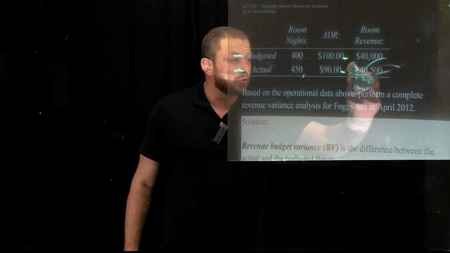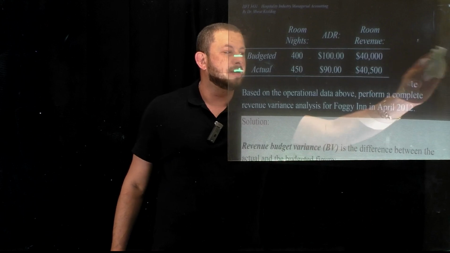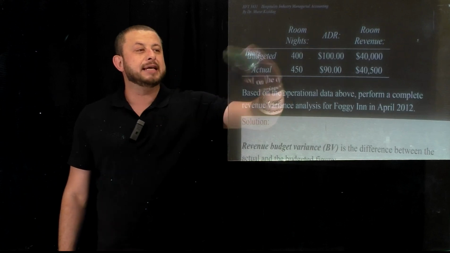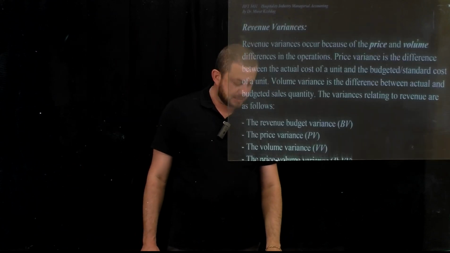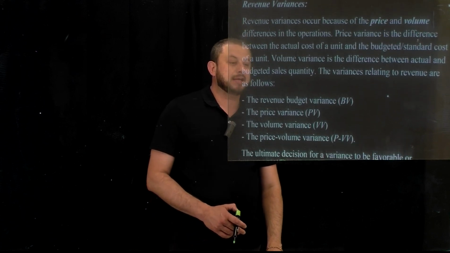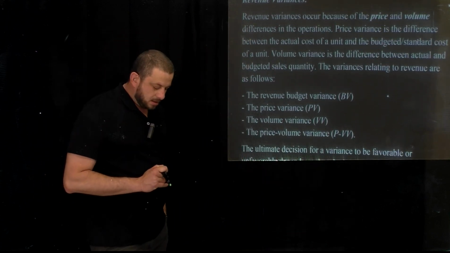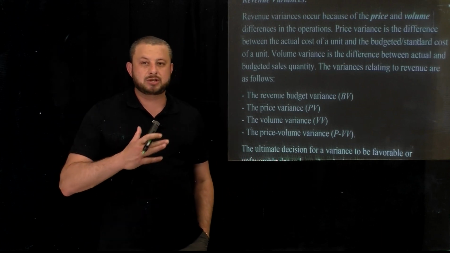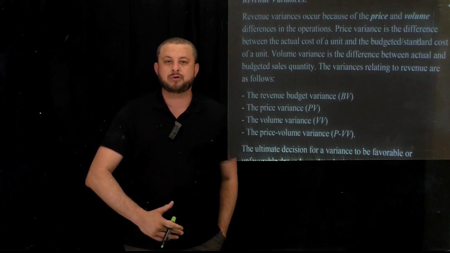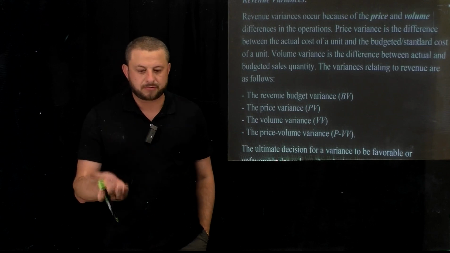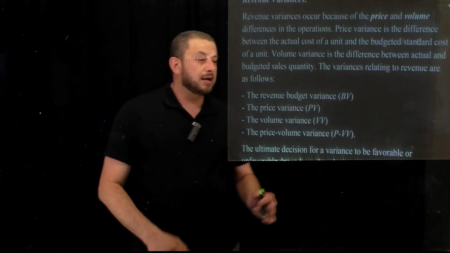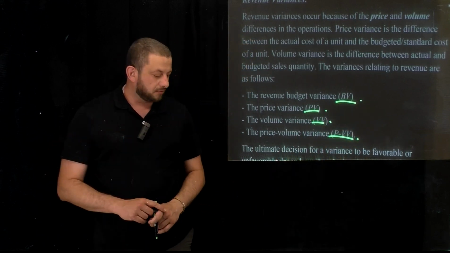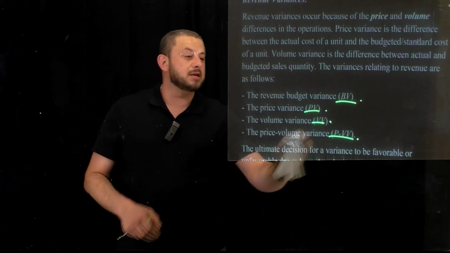Based on this table, we are going to perform a complete revenue variance analysis for Foggy Inn in 2012. How are we going to do this? Let me tell you this. If any question asks you to perform a complete revenue variance analysis, or COGS variance analysis, or labor variance analysis, you have to do this: BV, PV, VV, PVV, meaning you have to calculate 4 different things in that specific variance analysis.